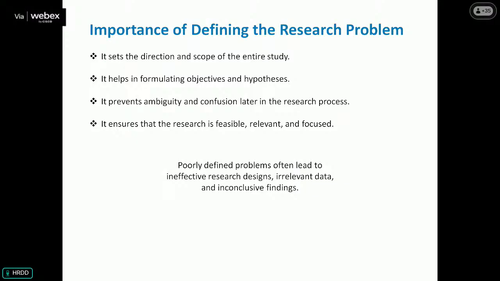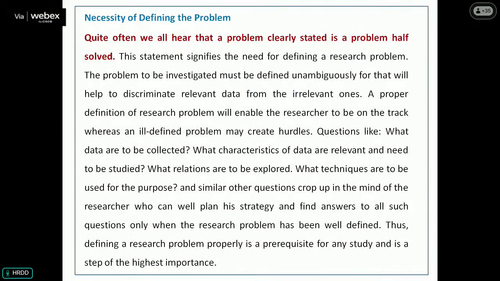It ensures that research is feasible, relevant, and focused. Something feasible: you can study magnetic property if you have proper equipment. You cannot do something which is not feasible in your lab. Poorly defined problems often lead to ineffective research design, irrelevant data, and inconclusive findings. So the research problem is very important. This is the necessity of defining the problem.